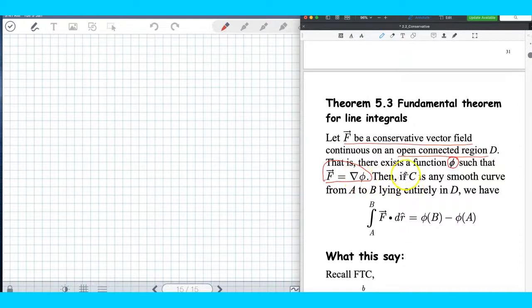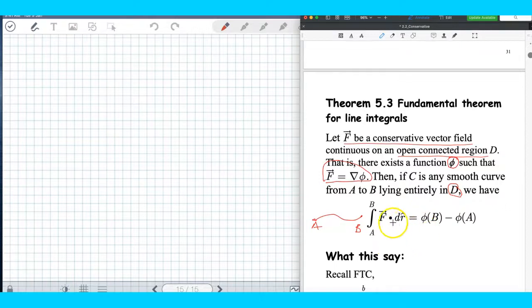Then, because normally we evaluate the line integral along the curve C, if the curve C is any smooth curve from the point A to the point B, lying entirely in the open connected region, it should be open, not closed, then we can apply the fundamental theorem for line integrals.